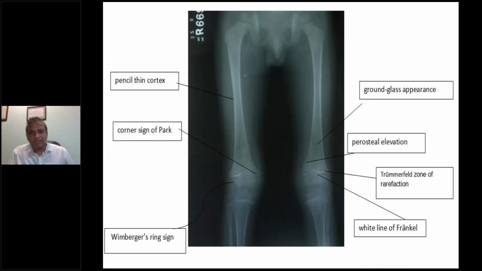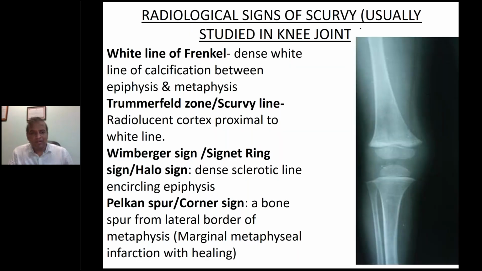The Wimberger or signet ring sign, in which there is a sclerotic line encircling the epiphysis. The corner sign of Park, the pelican spurs, are spurs from the lateral border of the metaphysis, which is because of infarction and healing. The ground glass appearance or rarefaction of the metaphysis.